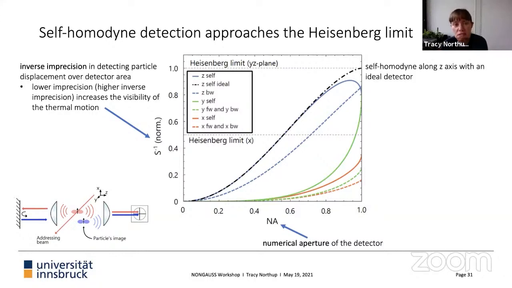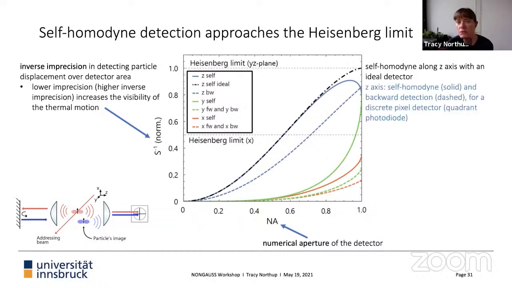Okay, so what do we see here in this plot? It's a bit complicated, so we'll start with the black line. This is describing the self-homodyne along the z-axis in this diagram on the left-hand side. So this is self-homodyne with an ideal detector, and it shows that as the numerical aperture goes to 1, we can go all the way up to 1 with this inverse imprecision.